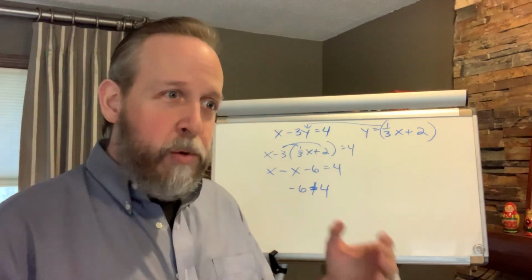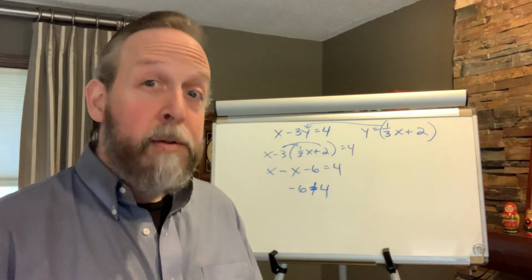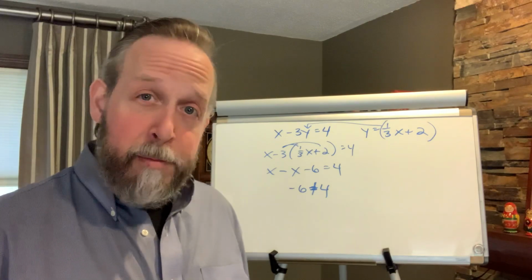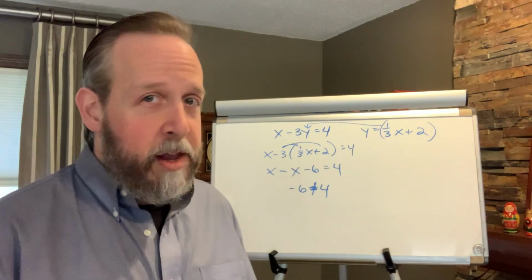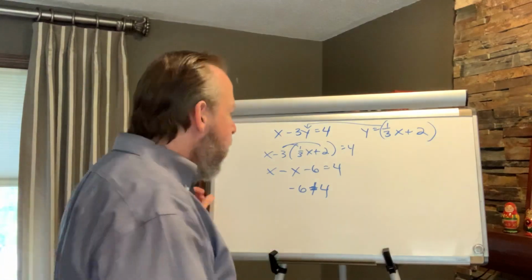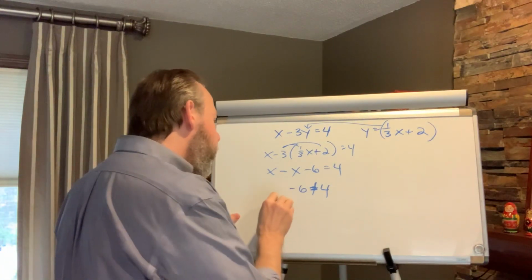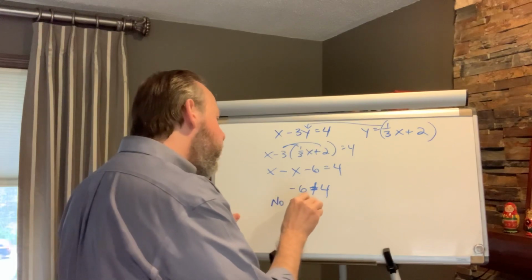So it's the equation's way of telling us there is no solution. The variables both dropped out, but the result this time was false. -6 does not equal 4. So there is no solution.